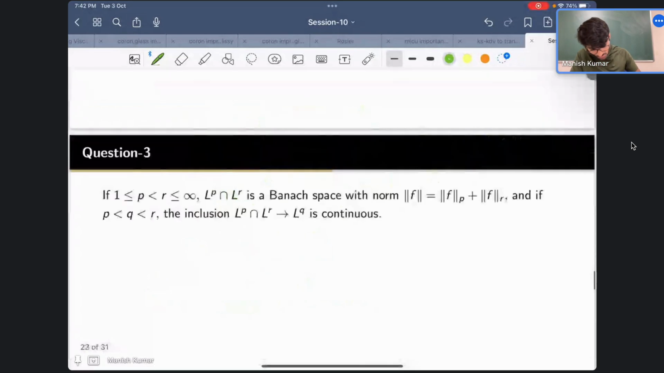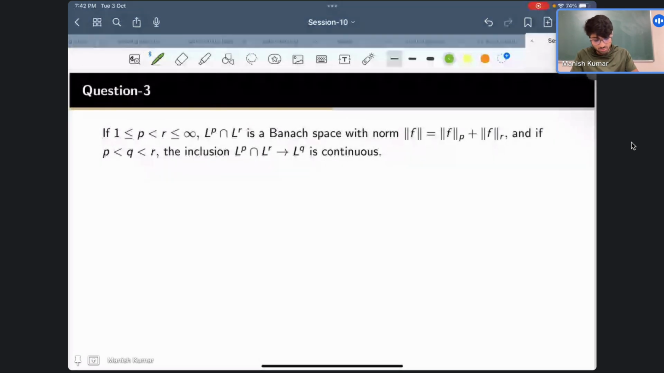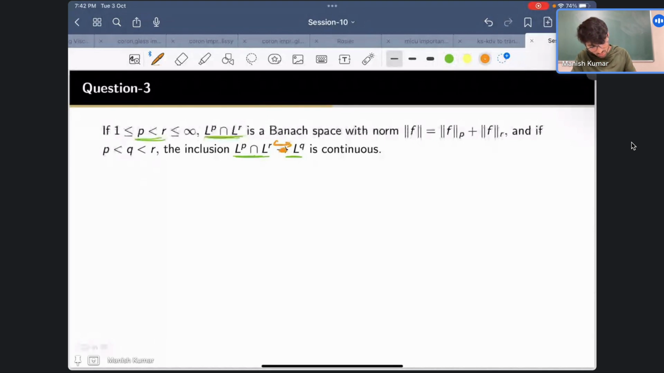Now this question is saying that suppose you have LP space and LR space, where P and R lie between 1 and infinity. You have to prove that LP intersection LR is a Banach space, the first thing. The second thing is that LP intersection LR is contained in LQ. This symbol is incorrect, it should be this inclusion. The inclusion of LP intersection LR in LQ is continuous, where Q lies between P and R. So what does it say? Let's see.